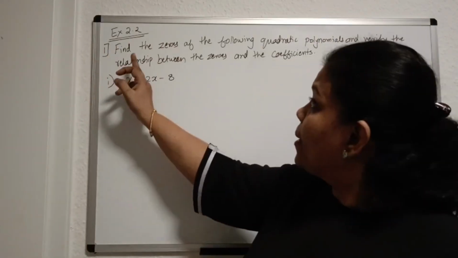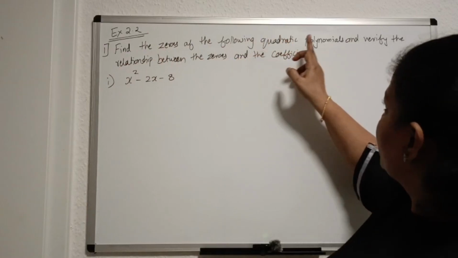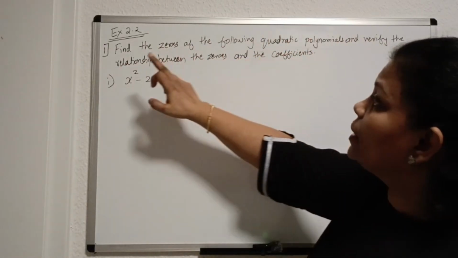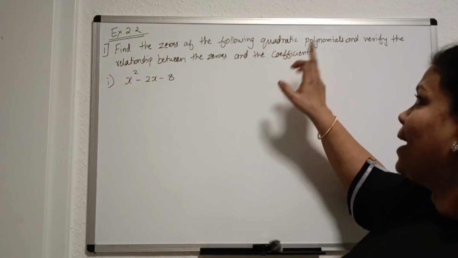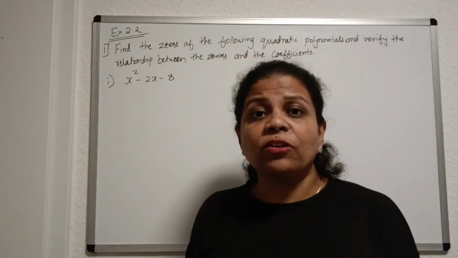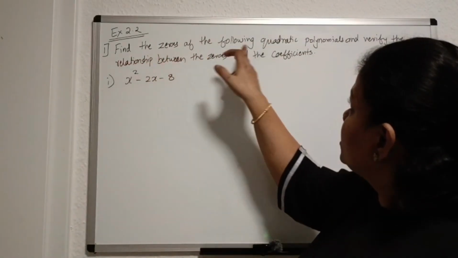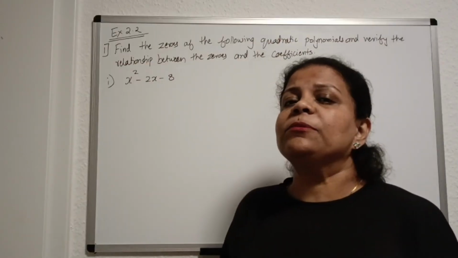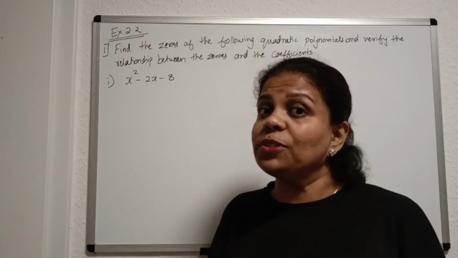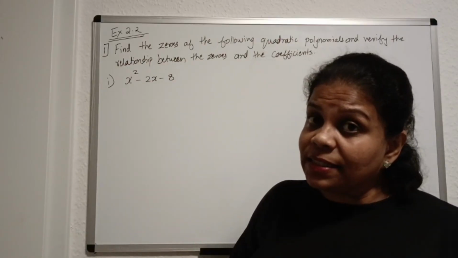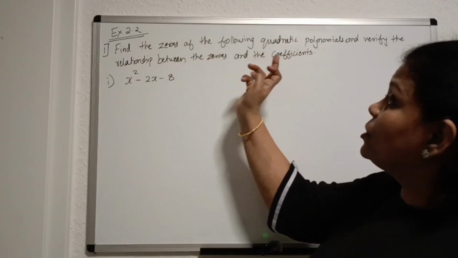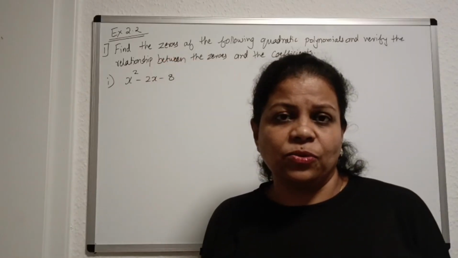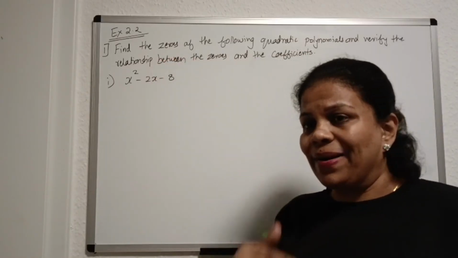The first question says, find the zeros of the following quadratic polynomials and verify the relationship between the zeros and the coefficients. So the first thing you have to do is find the zeros of the quadratic polynomial. How will you do it? You will do it by middle term splitting. Once you get the zeros, then you have to verify the relationship between the zeros and the coefficients. So let us understand this step by step.